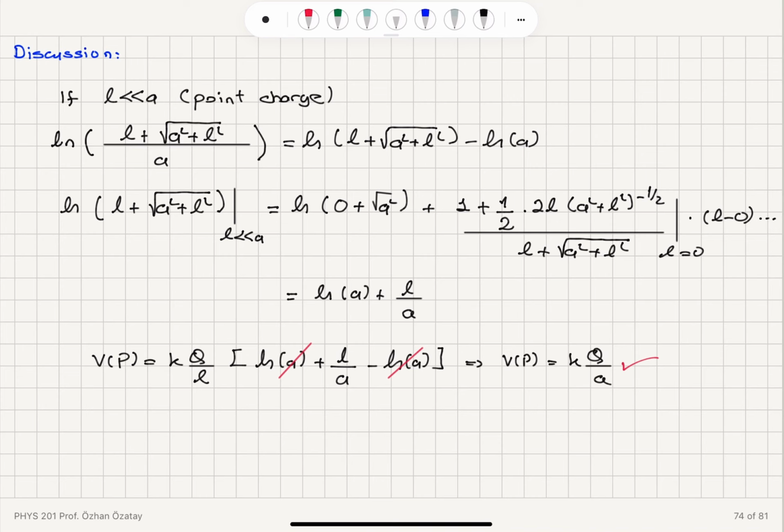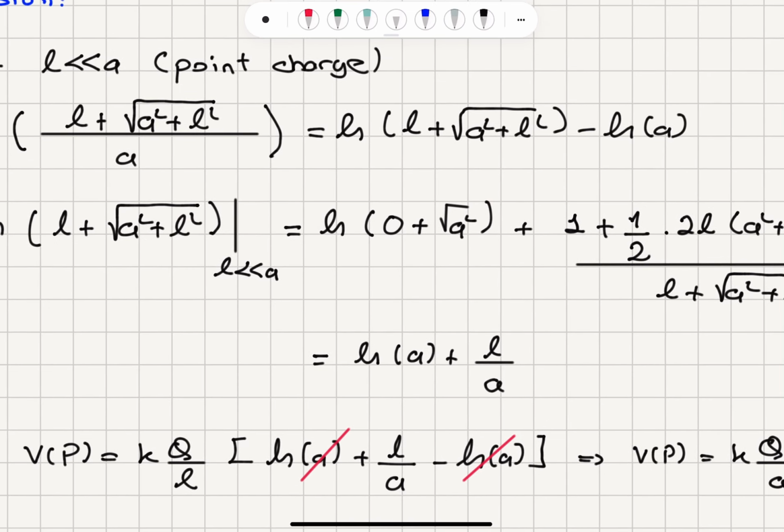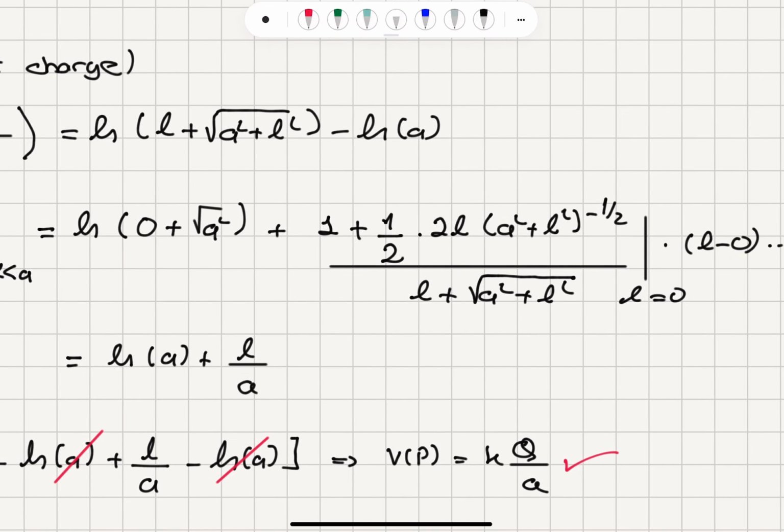Does this behave like a point charge? Well, this answer, the natural logarithm part, can be written as natural logarithm of top minus natural logarithm of the bottom, which doesn't have an L in it. So in the limit L goes to 0 or L is much less than a, I have to evaluate the first term. I do a Taylor series expansion. First evaluate the function at L equals 0. L equals 0 gives me natural logarithm of a square, square root of a square, which is a.